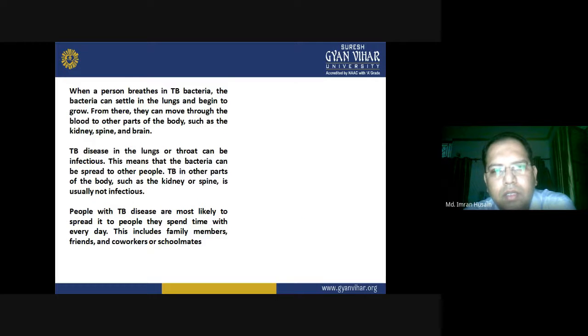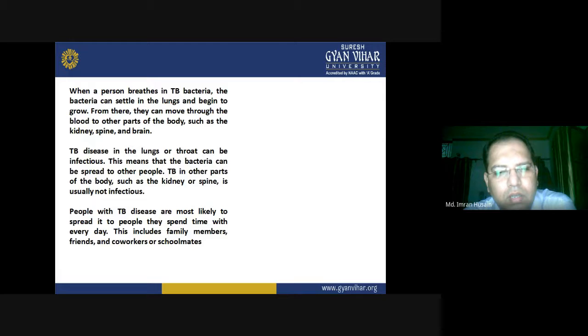When a person breathes in TB bacteria, the bacteria can settle in the lungs and begin to grow. From there, they can move through the blood to other parts of the body, such as the kidney, spine, and brain. TB disease in the lungs or throat can be infectious. This means that bacteria can spread to other people. TB in other parts of the body, such as the kidney or spine, is not usually infectious.